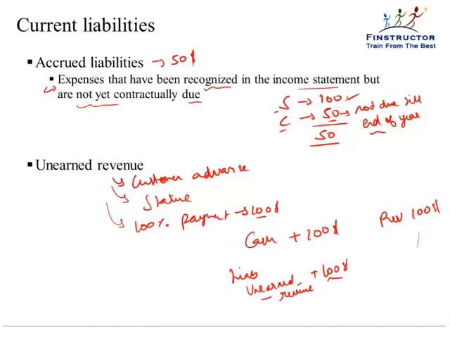Taxes payable, as the name suggests, are taxes due to the government, which I haven't yet paid, and I will have to pay them in the current year or in the current operating cycle. So taxes payable are current liabilities.